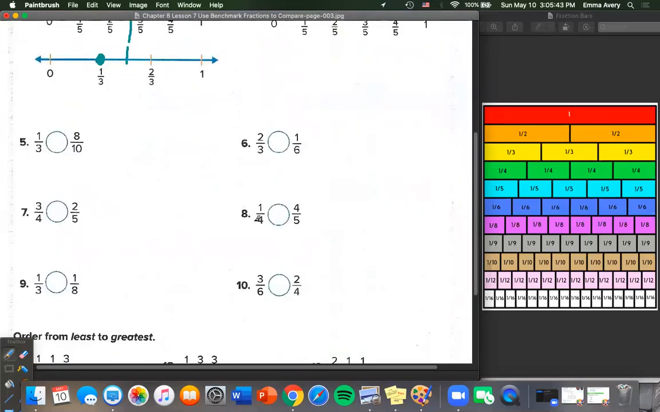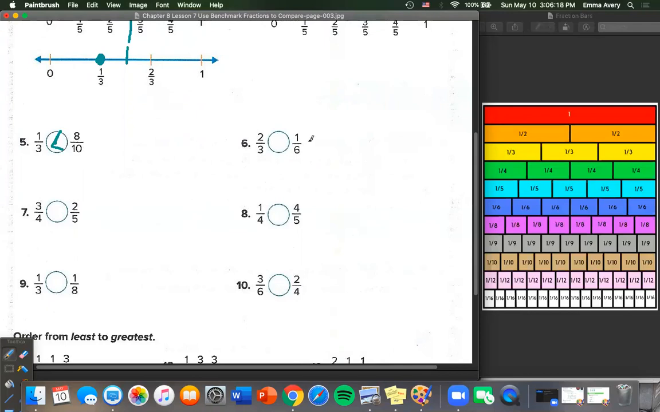Okay, here they don't give us a number line, but we can use our fraction bars, or we can use just the logic we already know. So let's see, 1/3 and 8/10. Let's look over here. 1/3 is only equal to about 1, 2, and partway through 3/8. So let's go down to 3/10. So nope, 8/10 is all the way over here. So 8/10 is much bigger than 1/3.